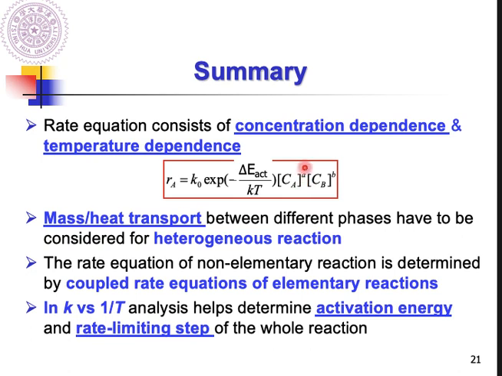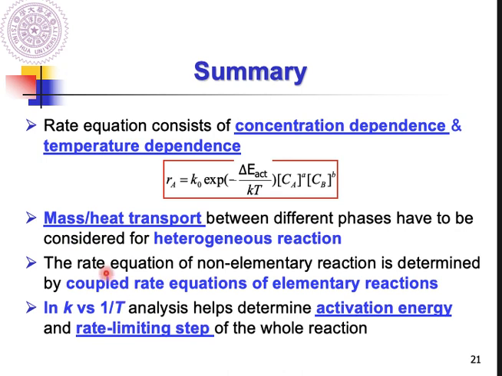But if you are interested in the concentration reaction orders, then you need to perform your experiments at constant temperature and measure the concentration of reactants as a function of time. Then you have a chance to know what's the reaction order here. And this is when we talk about homogeneous chemical reactions. But if the one we deal with is heterogeneous chemical reactions, you need to consider the mass or heat transport between different phases.